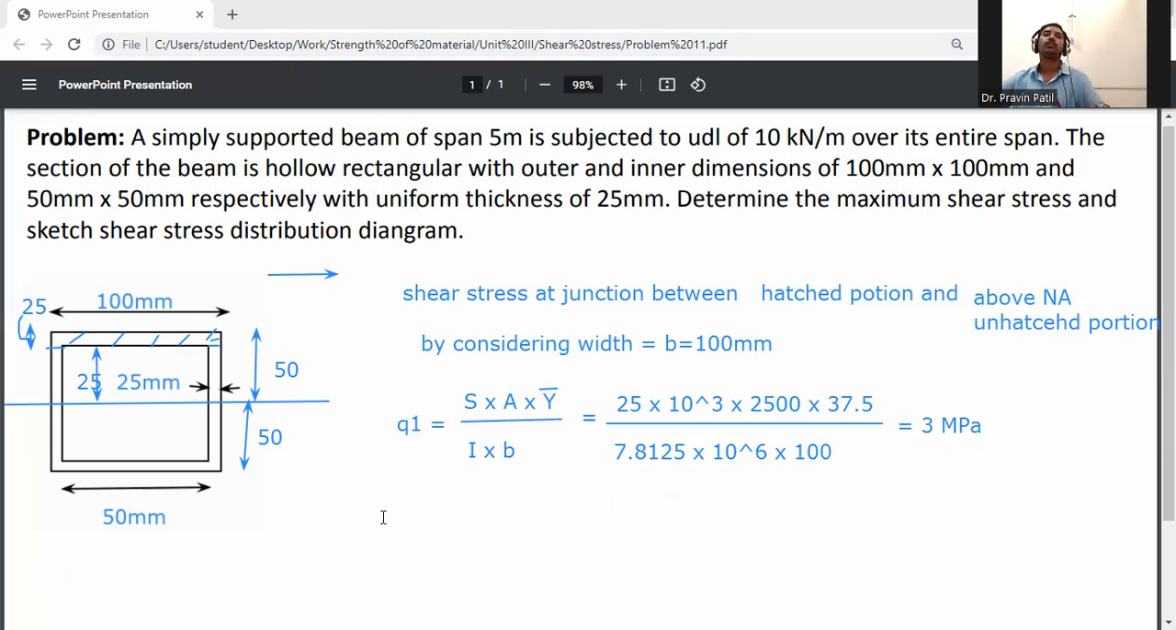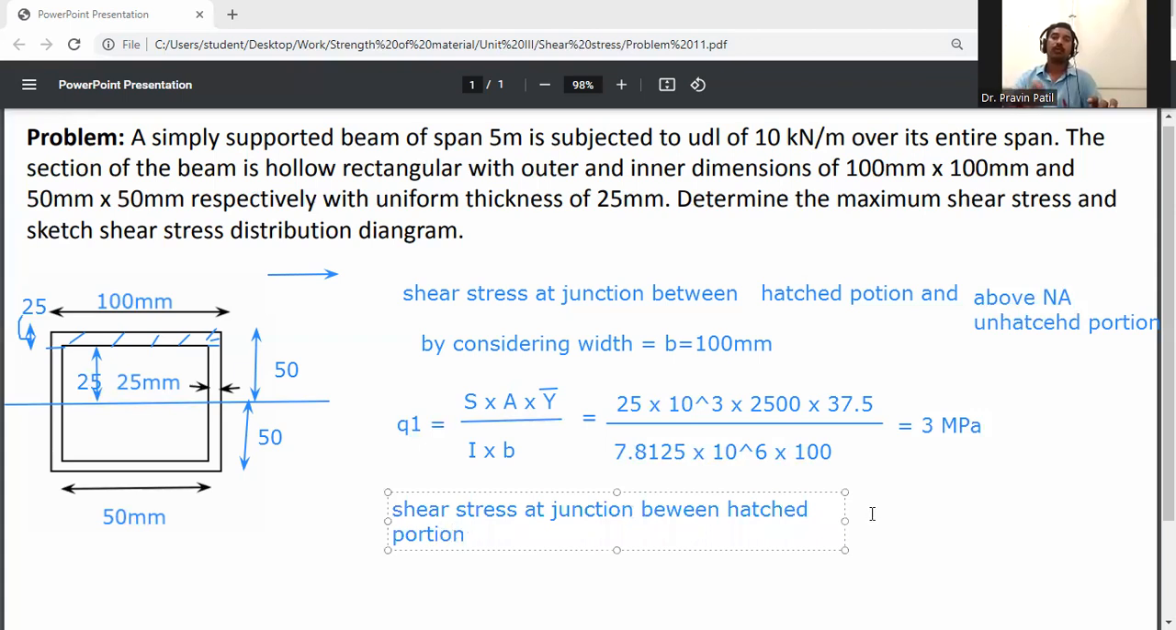Now Q2, shear stress at the junction between the hatched portion and unhatched portion, by considering B here. So B is equal to 25 into 2, that is 50 mm.